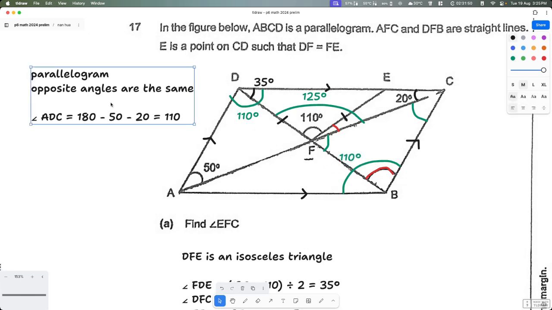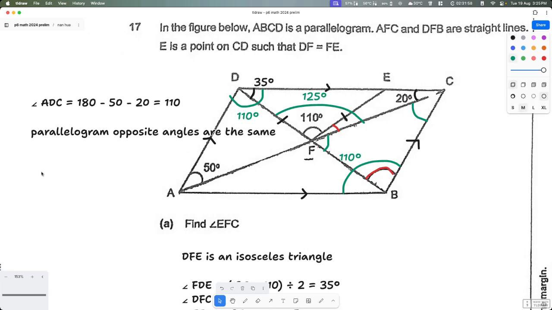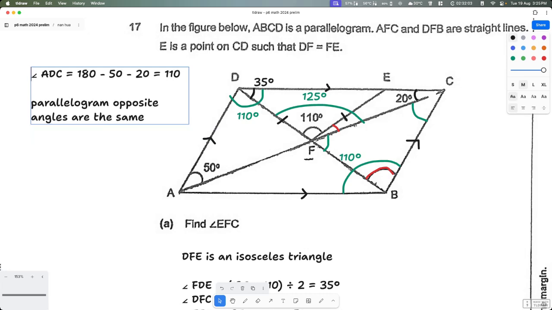With that, I'm just going to put this right at the bottom. So we make use of this. Parallelogram's opposite angles are the same. So that means angle ADC is equal to angle ABC. The D becomes the B, and this will become 110 degrees. That's what I see over here. So 110 degrees.